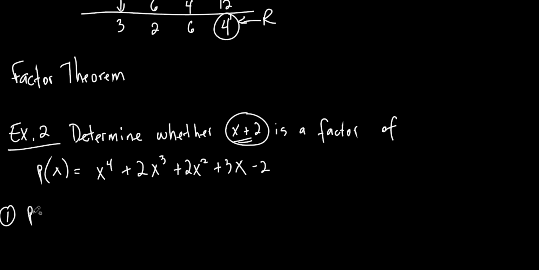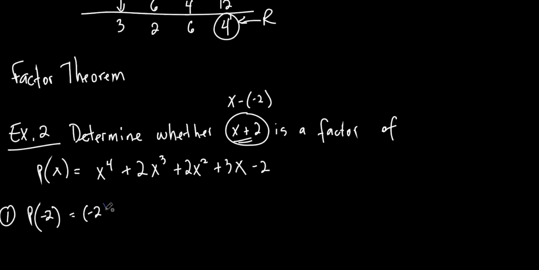You could put P of what? Negative 2, good. Because remember, this is x minus what? Negative 2. So whatever you're subtracting from the x, that's what you're putting into this, okay? So what are we going to do? Put in negative 2.